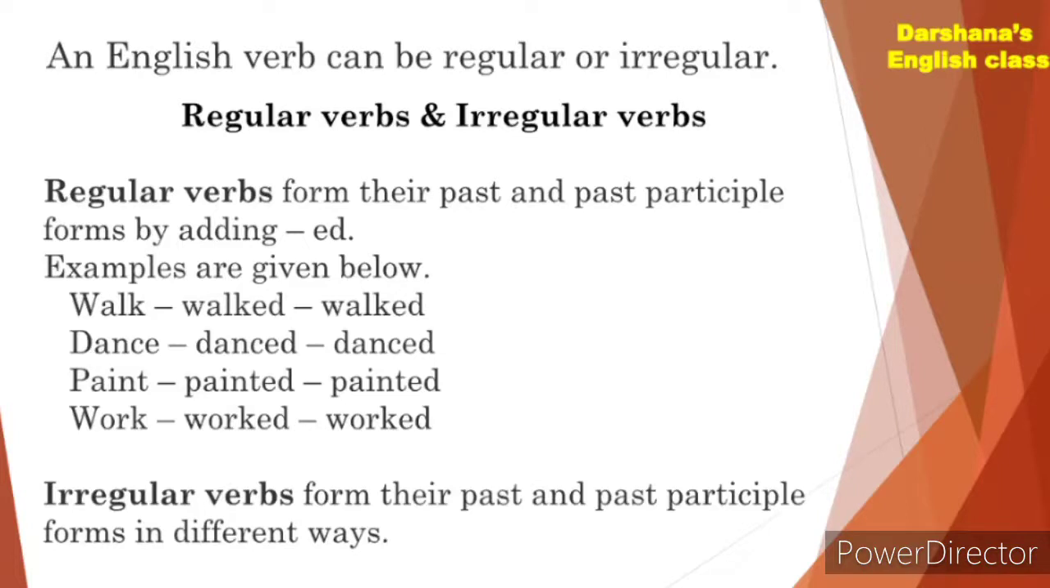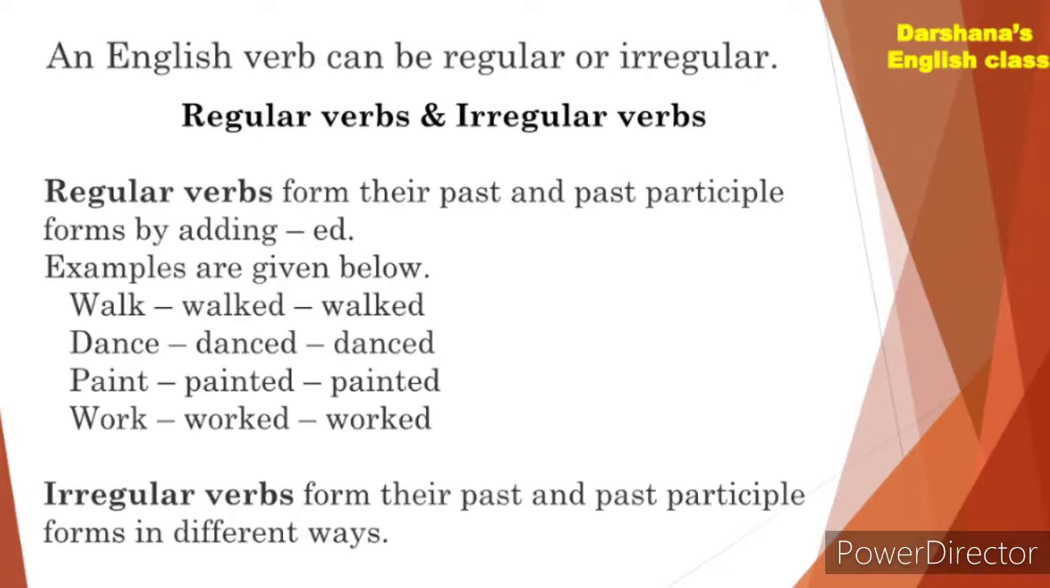Regular verbs form their past and past participle forms by adding ed. Examples are given: walk, walked, walked; dance, danced, danced; paint, painted, painted; work, worked, worked. These are never written in capital letters, but because it is the first letter, I have mentioned them as capital.